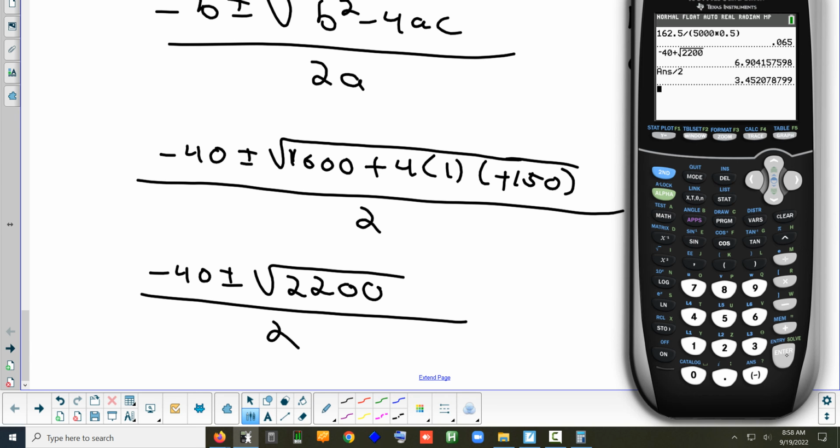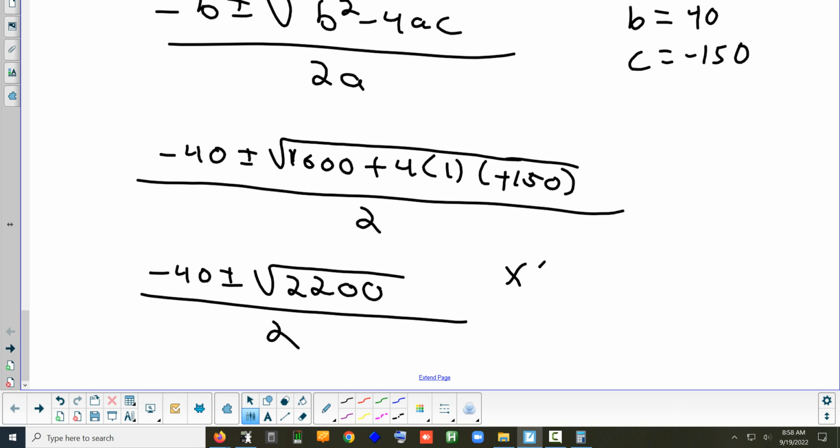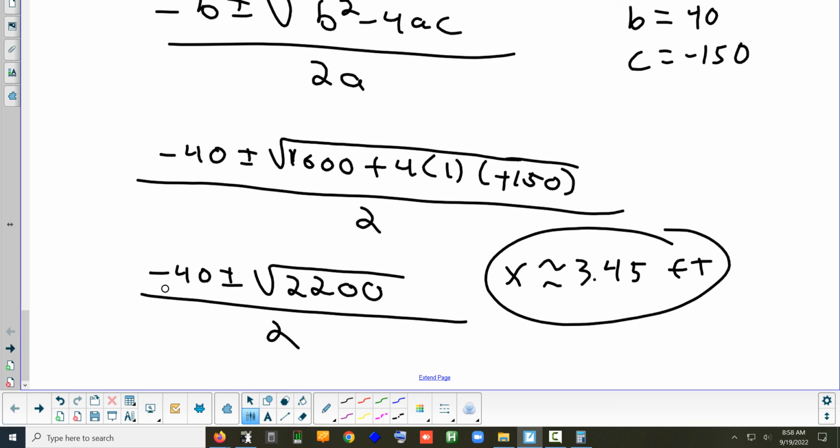3.45. Since that one came out positive, that has to be the right answer. If you do negative 40 minus the square root of 2200, you're going to get a negative number. And when you divide it by 2, it's still going to be negative, and that won't make sense in this problem. So the answer is 3.45 feet.